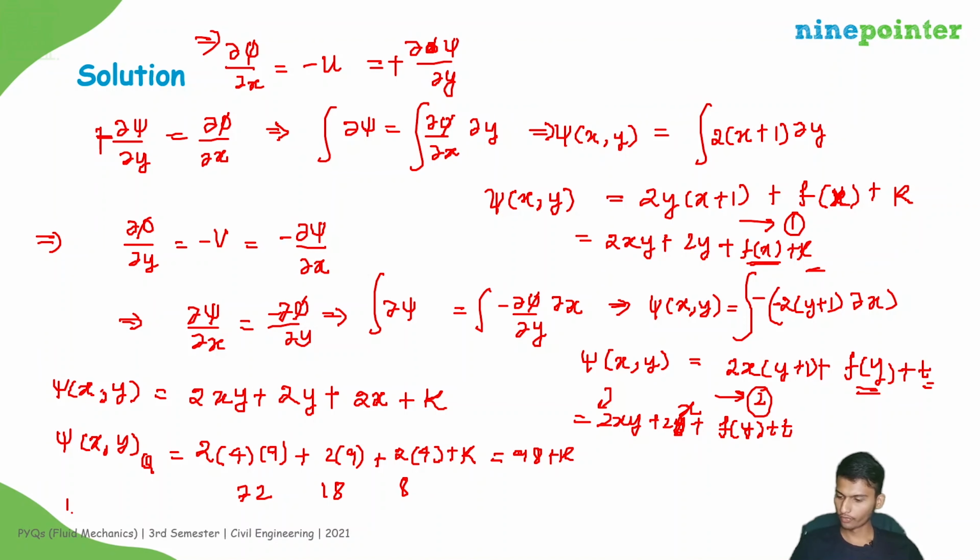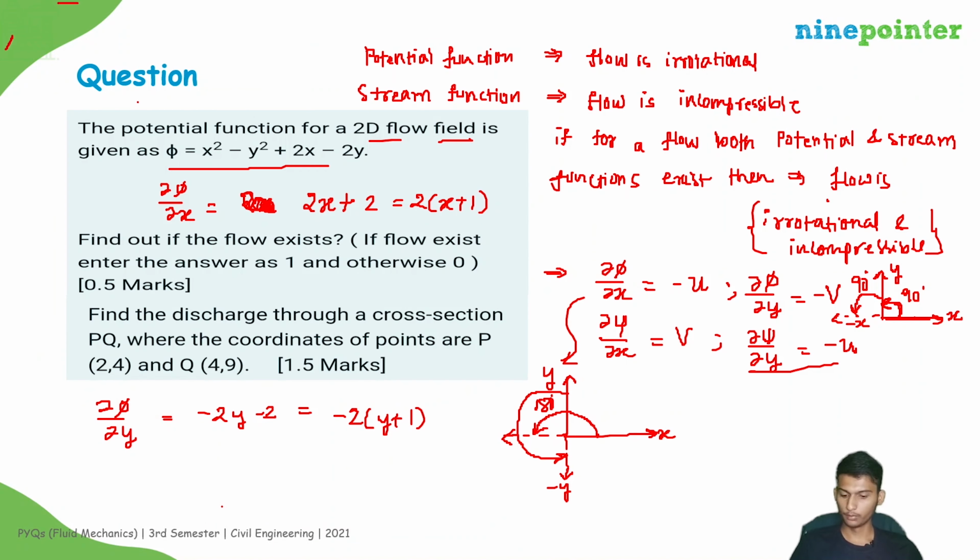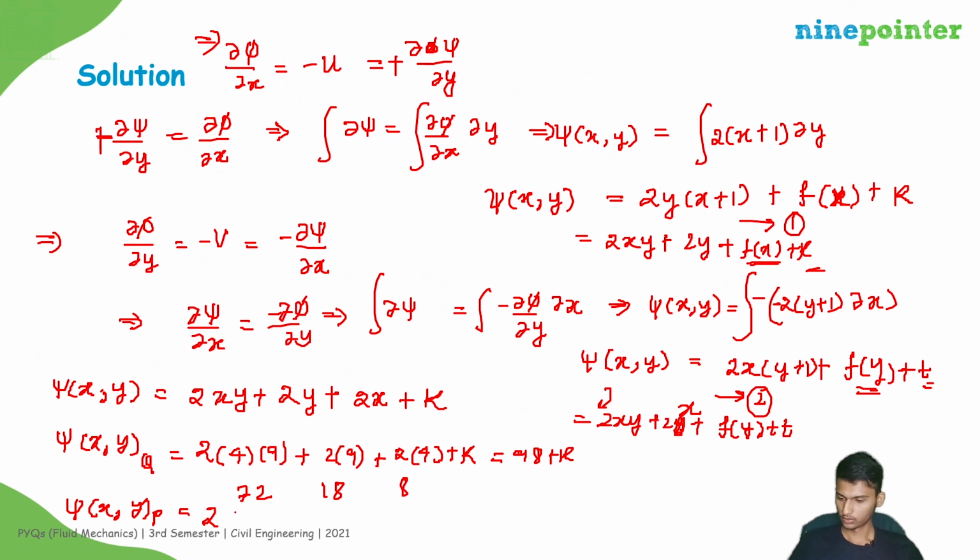And ψ(x,y) at P will be 2xy. x will be 2, y will be 4. So 2 into 2 into 4 plus 2 into 4 plus 2 into 2 plus k. That will give us 16, 8, and 4. So this is 28 plus k.